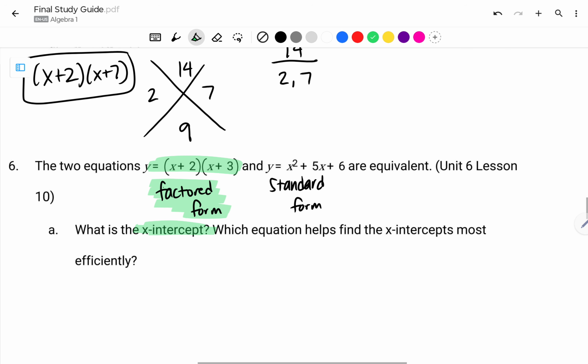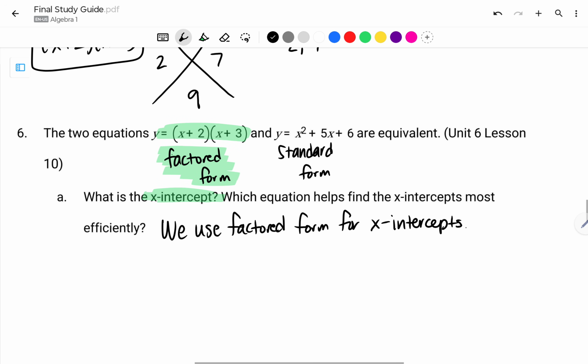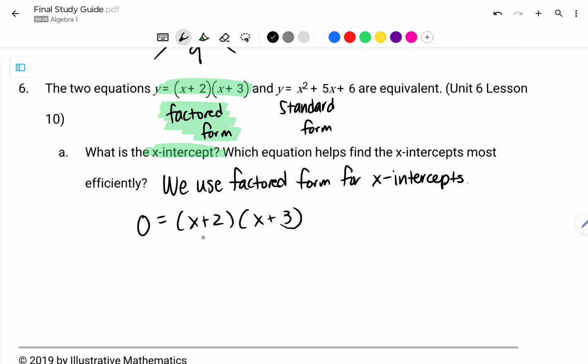Remember, we did this earlier. We set that equal to 0. We use factored form for x-intercept. We have to set it equal to 0, x plus 2, x plus 3, right? And then now split them up. X plus 2 equals 0, x plus 3 equals 0, and then just solve for x. Minus 2, minus 2, minus 3, minus 3.